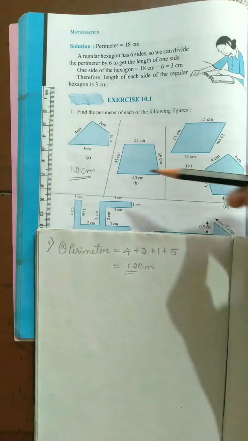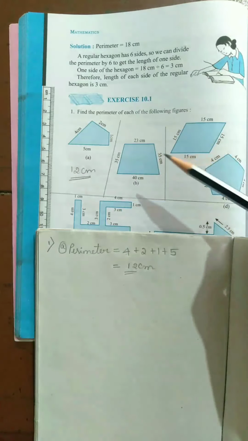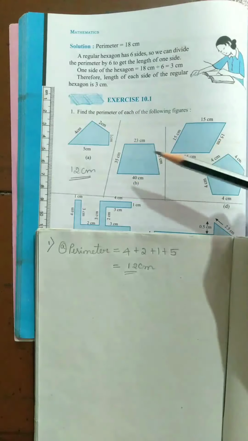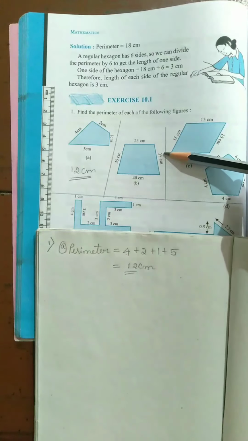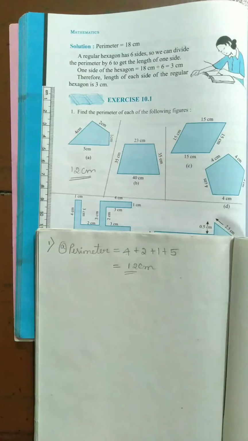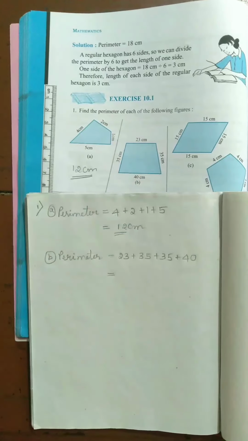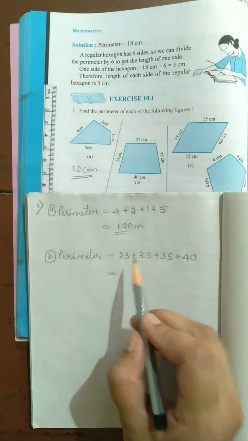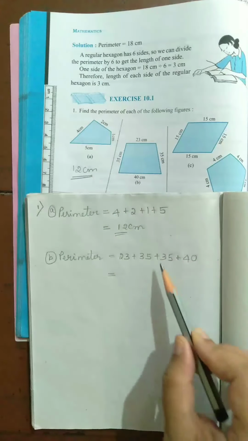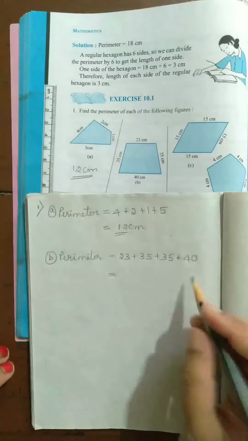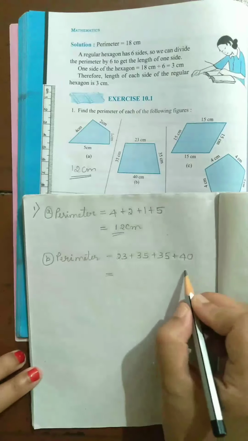Now, look into the second question, that is B. We have the figure and the measurements given are 35 cm, 23 cm, 35 cm and 40 cm. Add all those four sides, and the measurement will give you the perimeter. So while adding the numerical values of the sides, 23 plus 35 plus 35 plus 40, let us take two numbers, children.